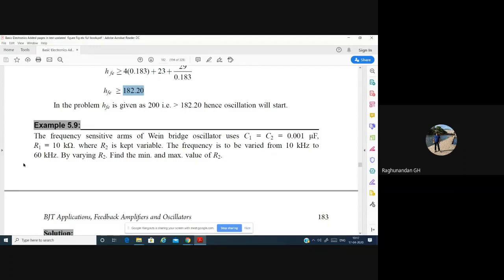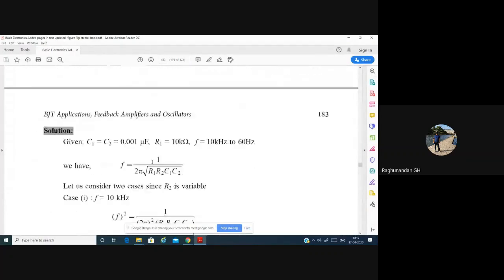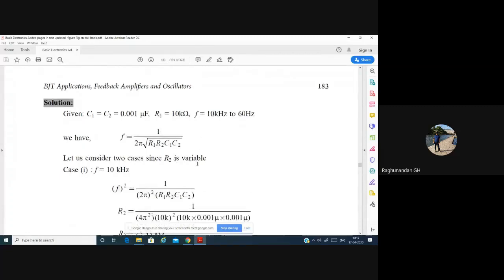In order to vary the resistance and get the variation in frequency, we should find the minimum resistance and maximum resistance they should have. They have given C1, C2 values common, but R2 is different. So we have to take two cases to find the R2 value. In the first case, consider F equal to 10 kilohertz. This is the formula, and you cannot take 1 by 2 pi RC because R2 is kept variable. R2 being variable means you cannot assume R1 and R2 are the same. That is why you have to take back the main equation with R1, R2, C1, C2.